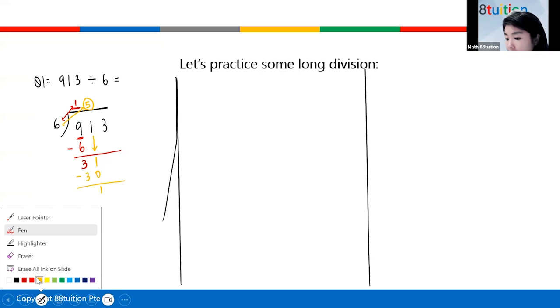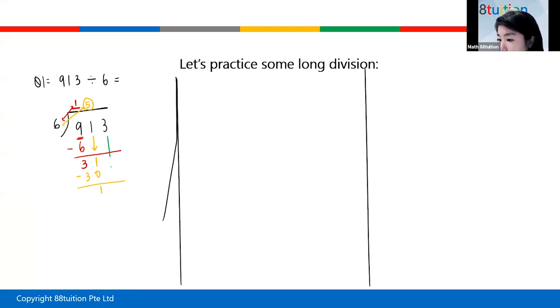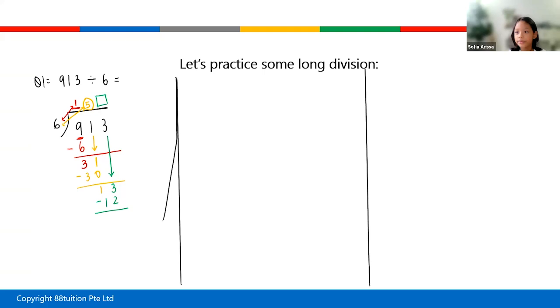Okay, last one. I'm going to bring down 3. All right, Sophia, can 13 be divided by 6 nicely? No. What is the closest number that can be divided by 6? 12. Great. So what do I put in the green box here? 2. Very good. As you all can see, 6 times 2 gives me 12.